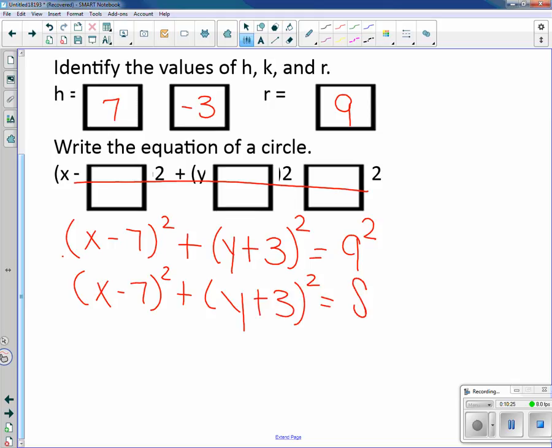Square equals 81, because 9 squared is 81. Did I lose anybody? It's just the opposite. When you plug it in, it's the opposite of what you see. Now, let's go to the next one.